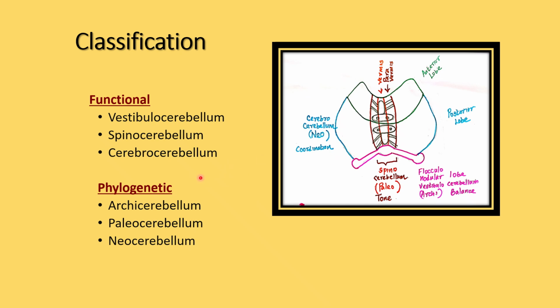The vestibulocerebellum is important for balance. The spinocerebellum is important for maintaining the tone of the muscles. The cerebrocerebellum is important for coordination.